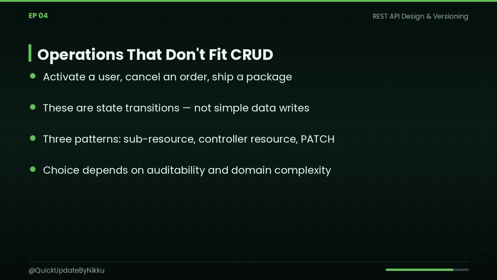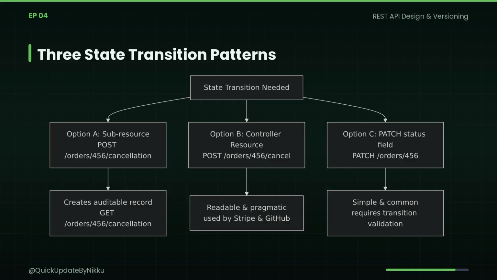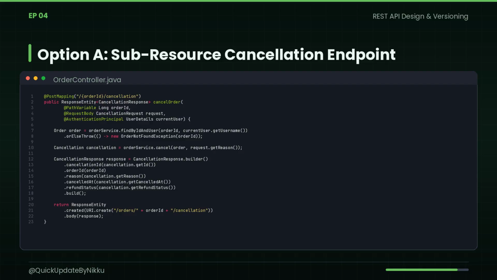The key is consistency. Option A treats the transition itself as a resource. Posting to the cancellation subresource creates a cancellation record you can retrieve later, giving you a natural audit trail. Option B uses verb-like subresources, which is less pure but unambiguous and widely used by respected APIs. Option C patches a status field directly, which is the most common approach in practice but requires server-side validation to reject invalid state transitions. The cancellation endpoint returns 201 Created with a Location header pointing to the new cancellation resource, because we literally created something.